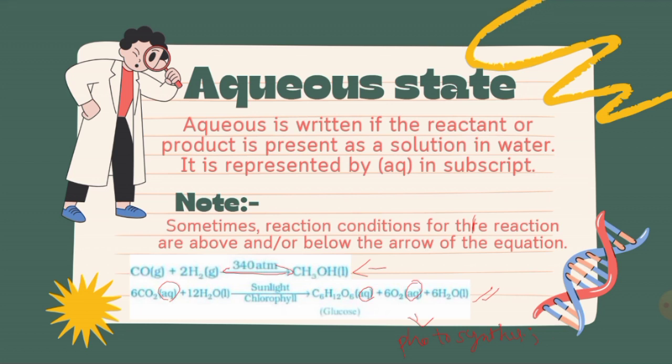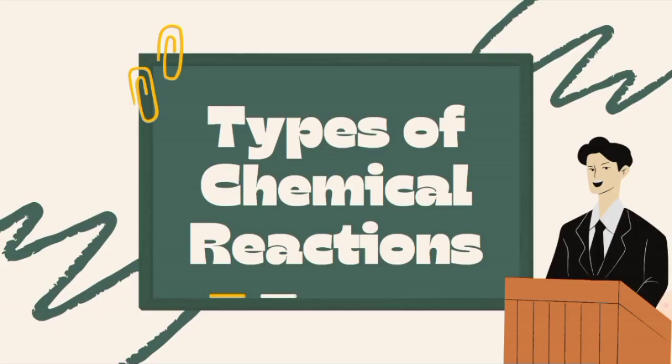Next is a new topic, very interesting, so let's get into it. Types of chemical reactions. According to the textbook, there are 5 types of chemical reactions mentioned in this particular chapter. We'll see them one after the other. It is going to be very interesting.